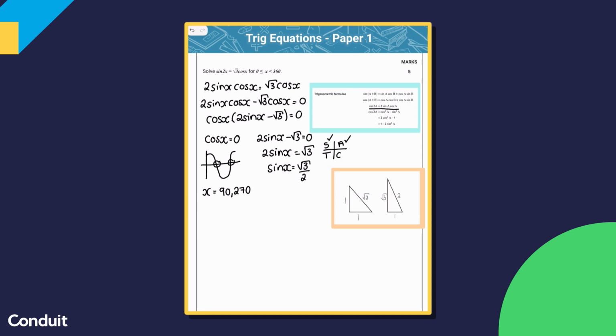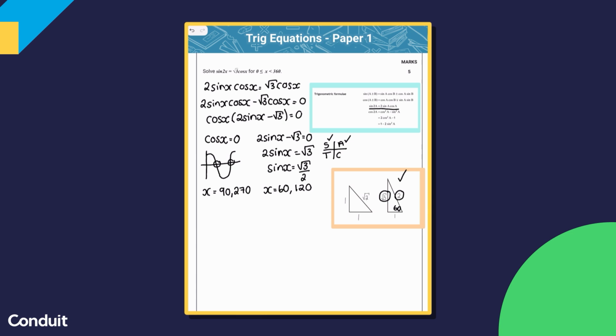So I'm going to use my exact value triangles. You may have memorised your exact value table, which is absolutely fine. You do whatever you're most confident with. For me, that's the triangles. So if I have root 3 over 2, I must be using this triangle on the right hand side. Sine is opposite over hypotenuse, where root 3 is my opposite and 2 is my hypotenuse. So the angle I'm interested in is this 60 degrees down here. This means x is equal to 60. Subtracting that from 180, it's also equal to 120.